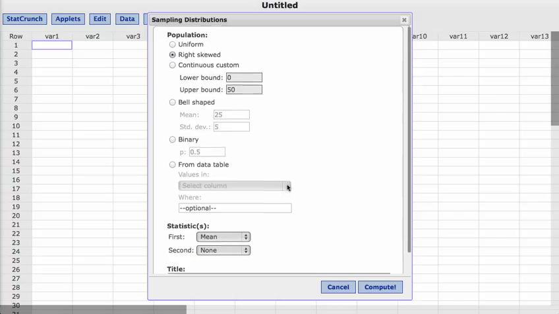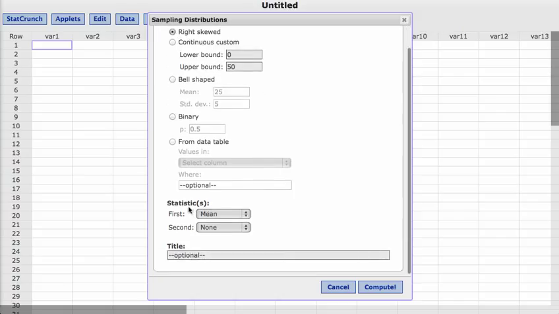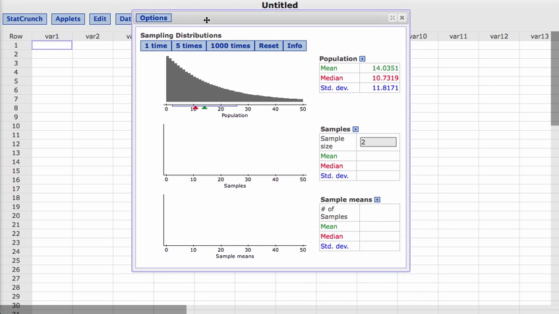population. And what I want to do is to calculate the statistic. I want to look at the mean. So here we have the population, which is right skewed. I always remember that it's skinny on the right. So skewed, SK, is the same as skinny. If it's right skewed, it's skinny on the right. It has a population mean of 14.0351. It has a median and a standard deviation associated with the population.